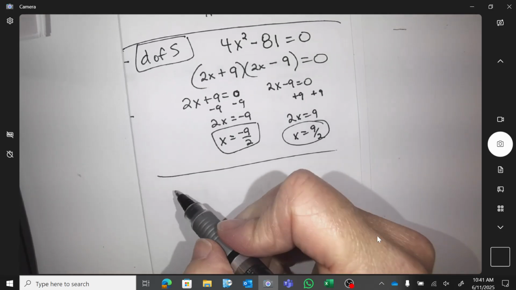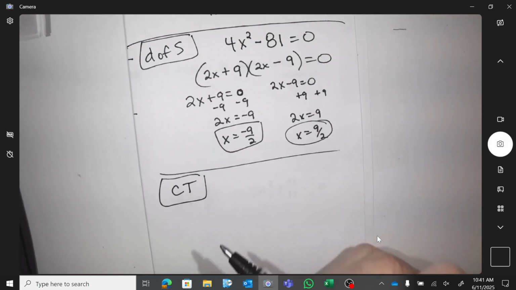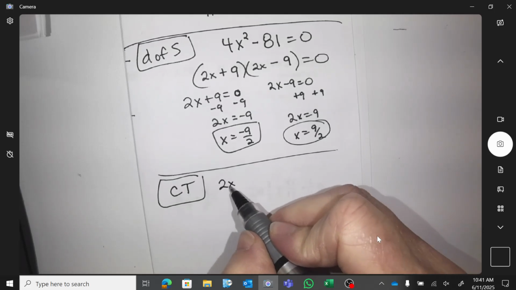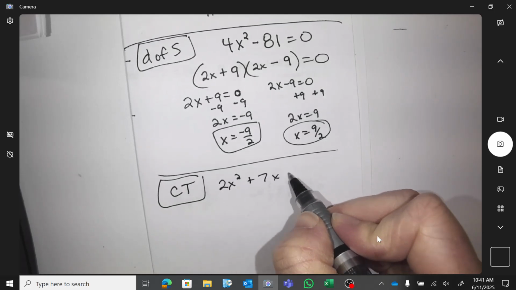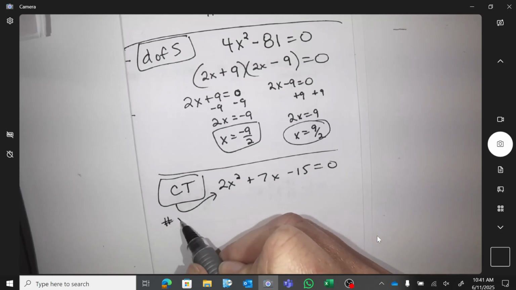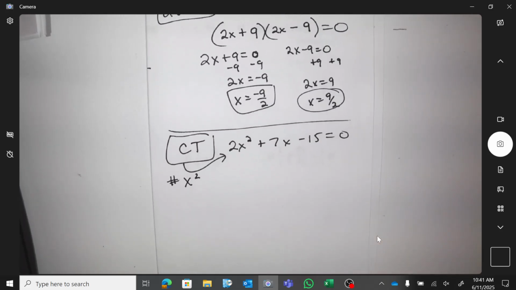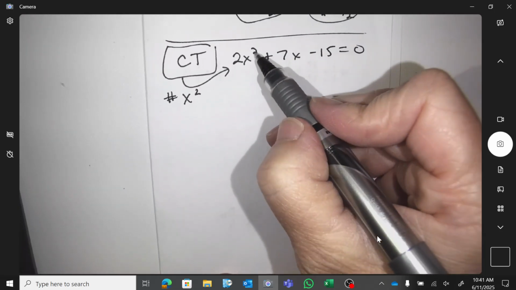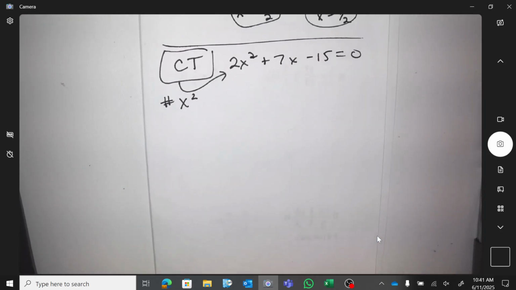Okay, this one is a little bit more points. We have the complex trinomial. So why is it a complex trinomial? Because it's going to have more than 1x squared. Something will be with it.